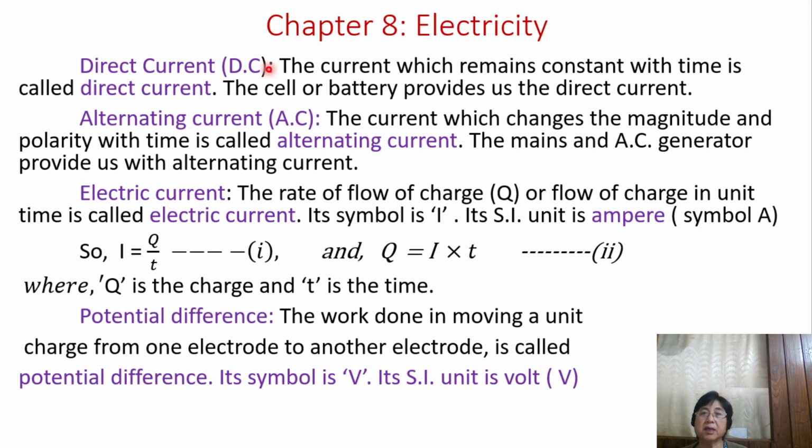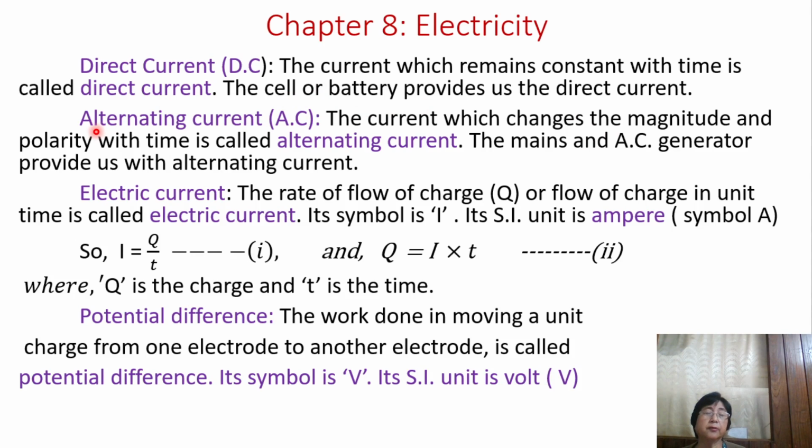There are two main types of current. One is direct current, which we call DC current. The current which remains constant with time is called direct current. That means direct current does not change its magnitude nor polarity. It comes with constant magnitude and polarity. The cell or the battery provides us the direct current. So these are the sources for direct current.